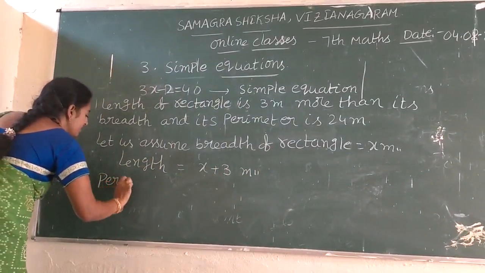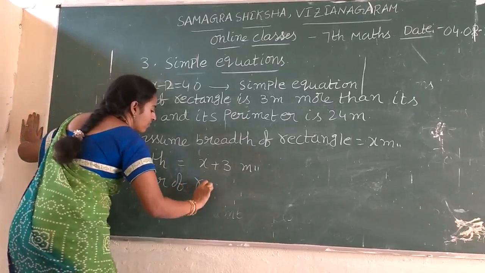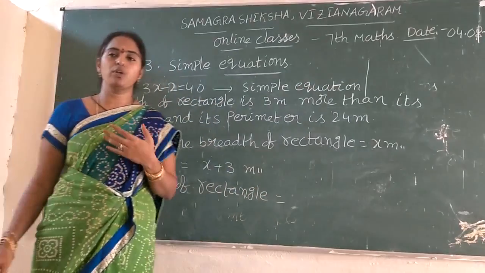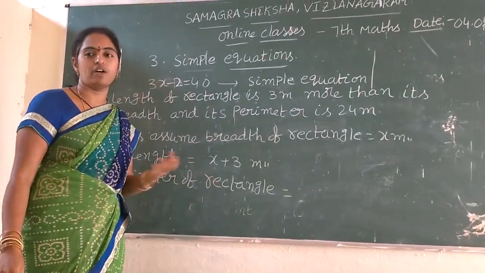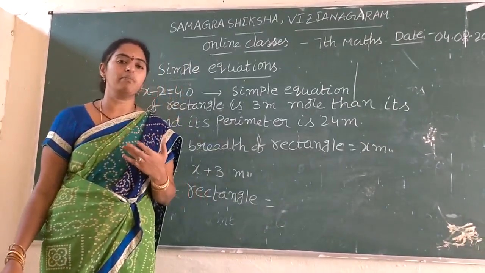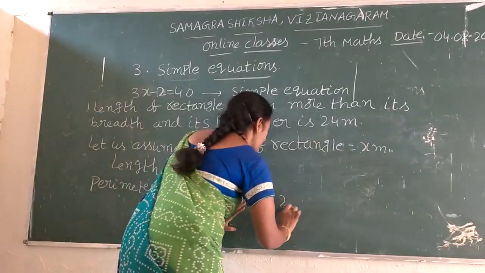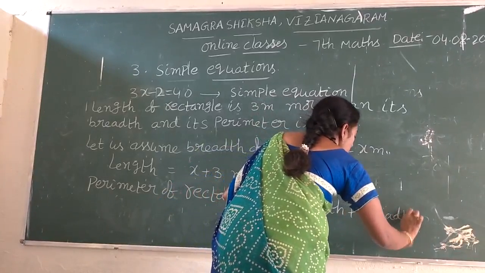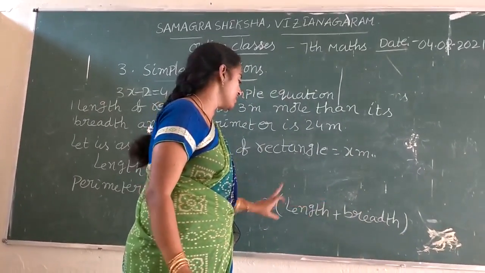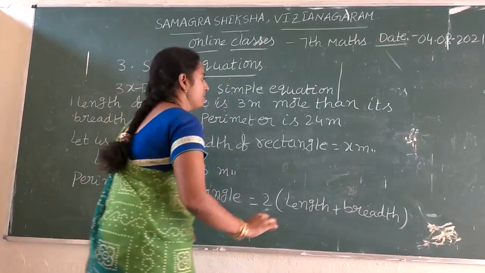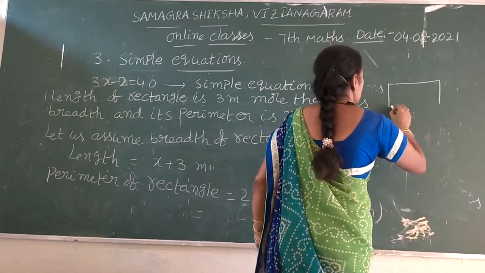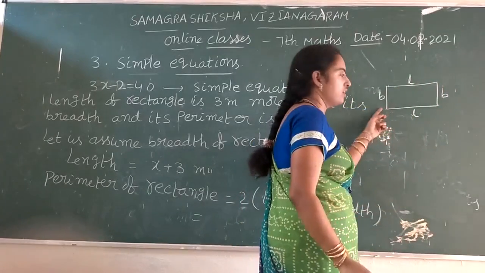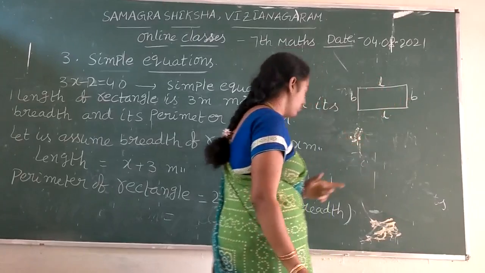Then, perimeter of rectangle. Dear students, we know the formula for perimeter of a rectangle. What is the formula? Perimeter of a rectangle is 2 into length plus breadth. Here this is a rectangle with length L and breadth B. So we know easily the perimeter of a rectangle is 2 into L plus B.